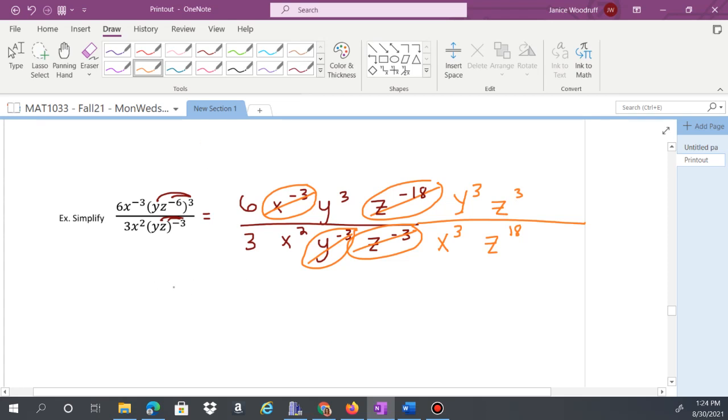Then I'm going to rewrite what I've got. So I've got a 6y cubed, I have another y cubed, and a z cubed in the top. In the bottom I have a 3, I have an x squared, x cubed, and a z to the 18.